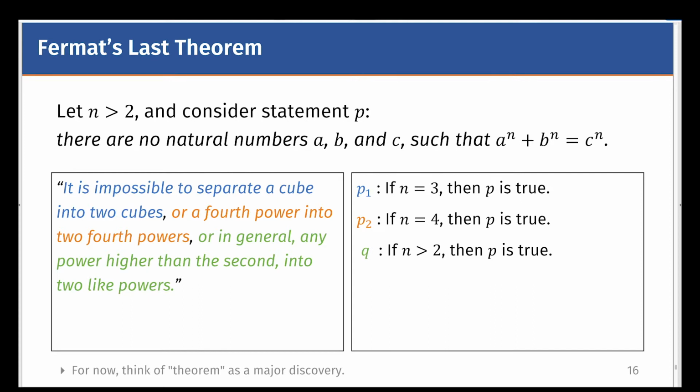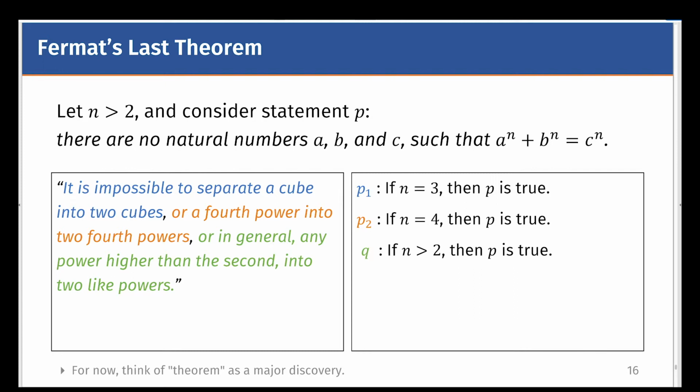Consider the statement that there are no natural numbers a, b, and c such that a to the power of n plus b to the power of n equals c to the power of n. Now, this is true when n equals 3, also true when n equals 4. Mathematicians have also verified this for other values of n. But at the time, it was not sure whether the statement P is true for all n greater than 2. This is what you call Fermat's last theorem.